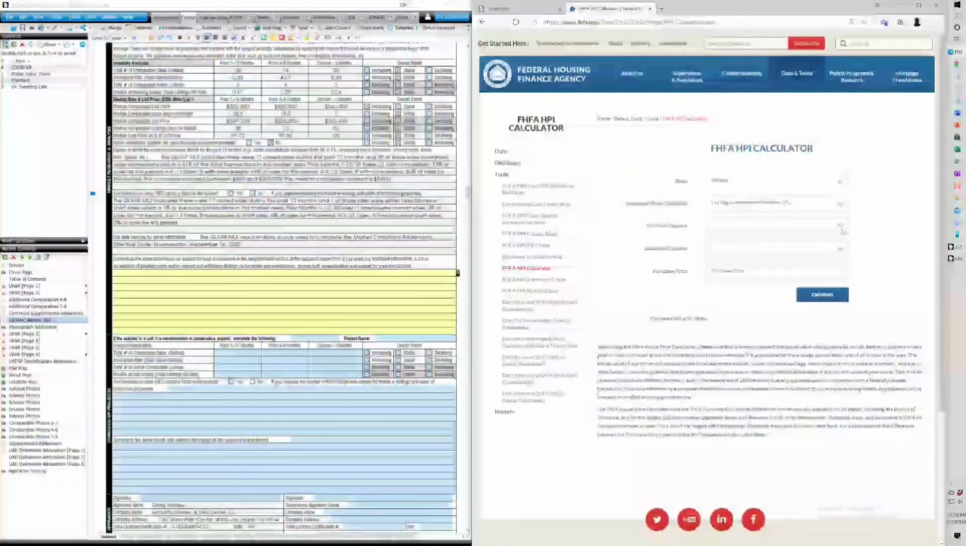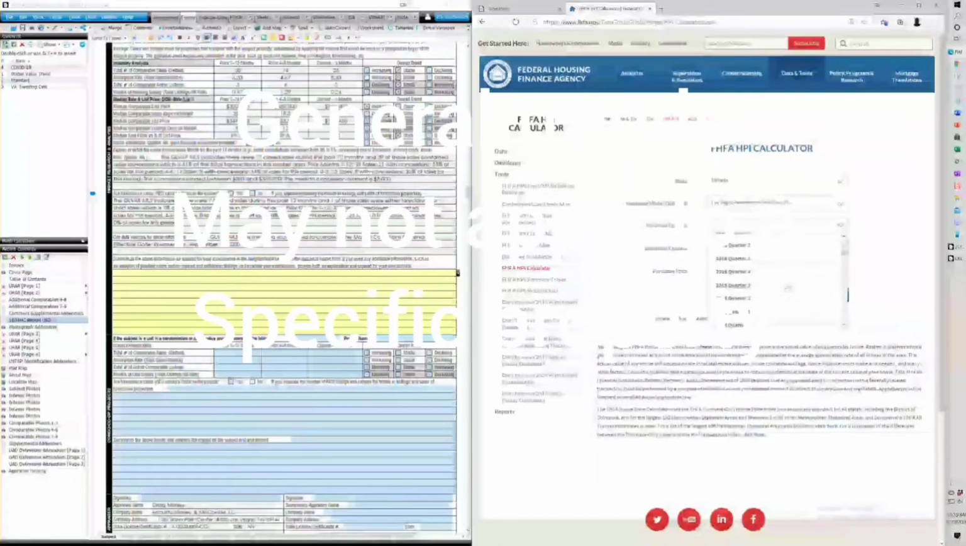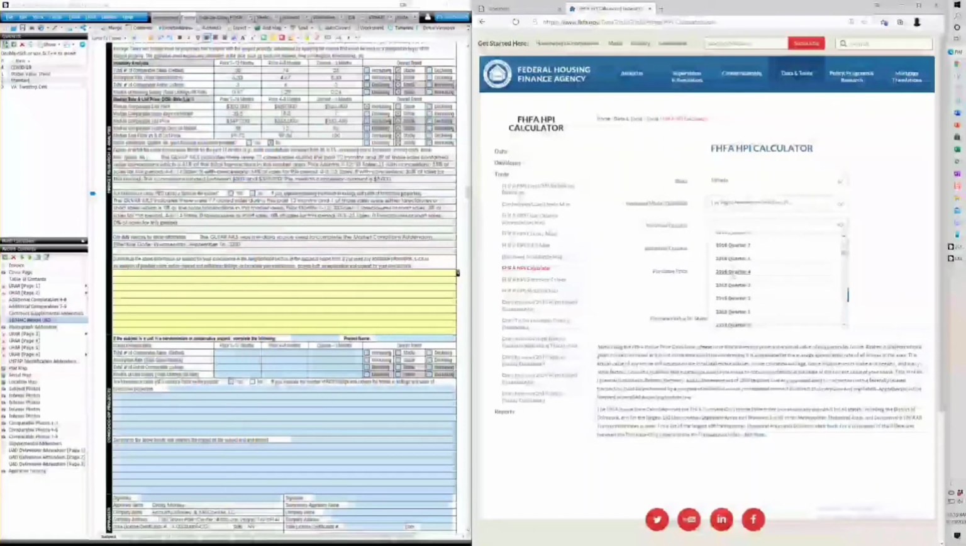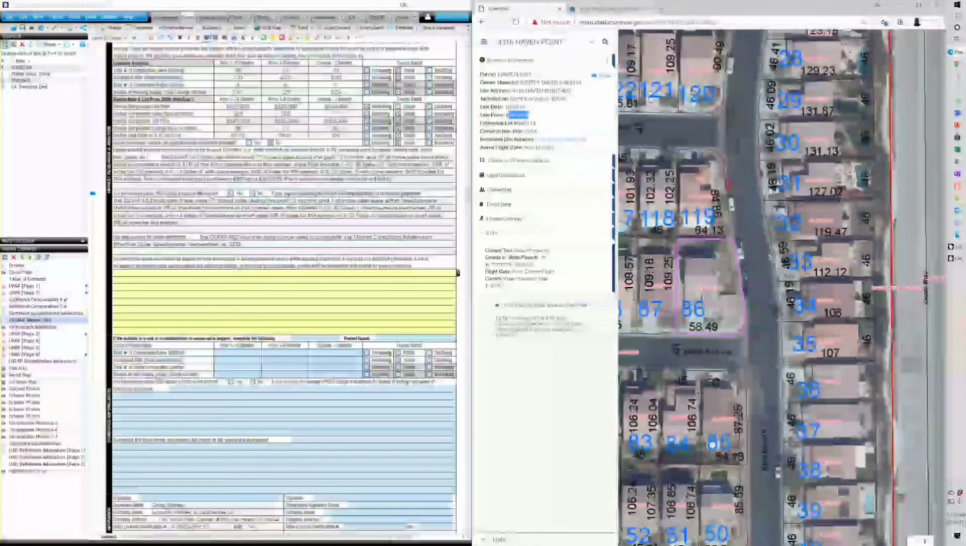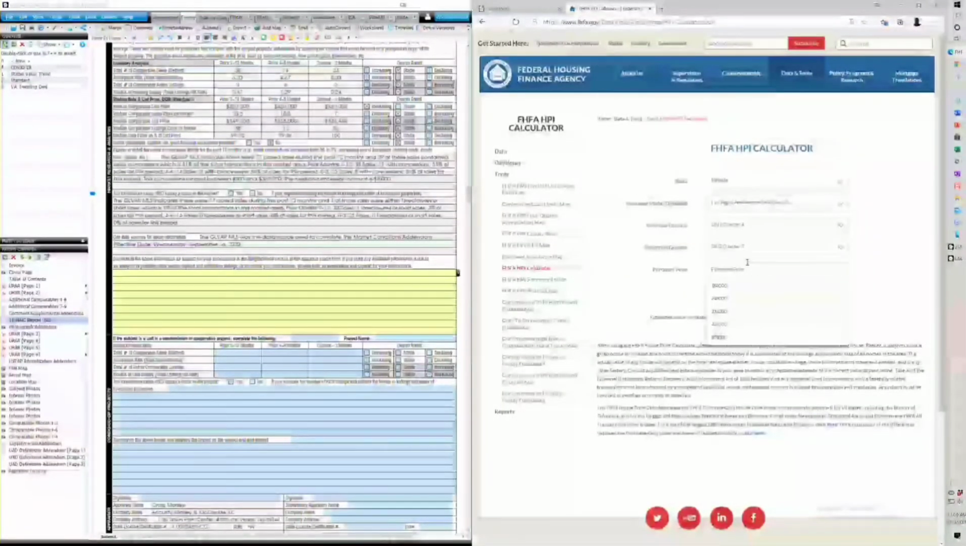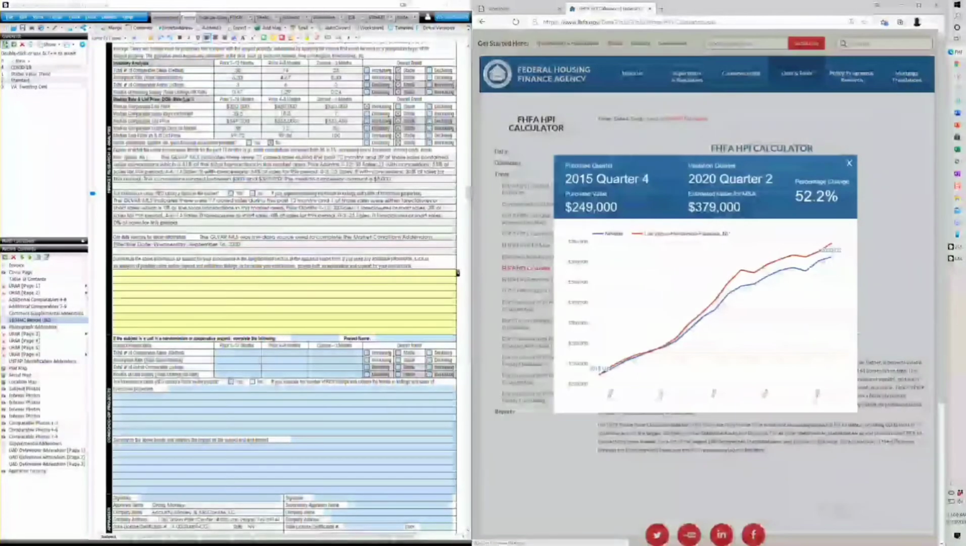Now we want to put in the purchase quarter. In this case, it was October, so that's the fourth quarter of 2015. The current one runs about a quarter behind. Today we're in September of 2020, so the best I've got is the second quarter. Let's go back and look at the purchase price. It sold for $249. Pop that price in and tell it to calculate. And the nice thing is this will give you a trend line that you can then possibly use.